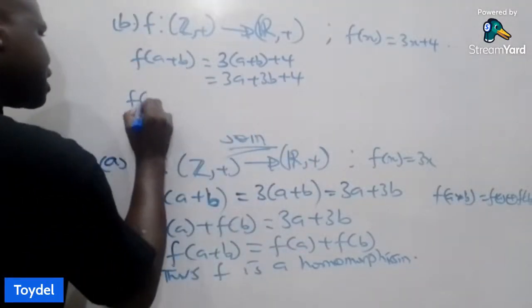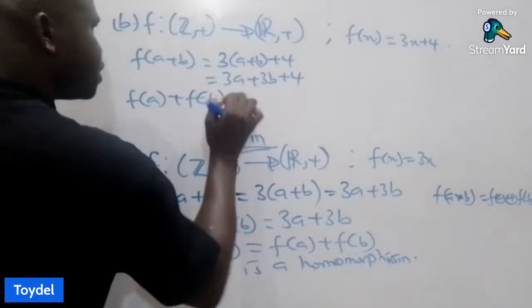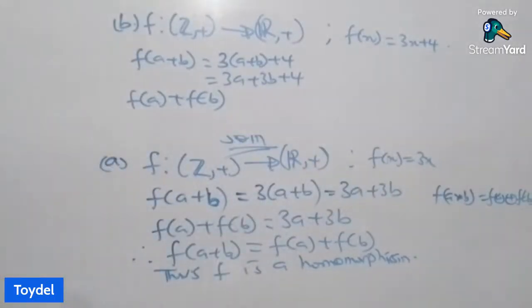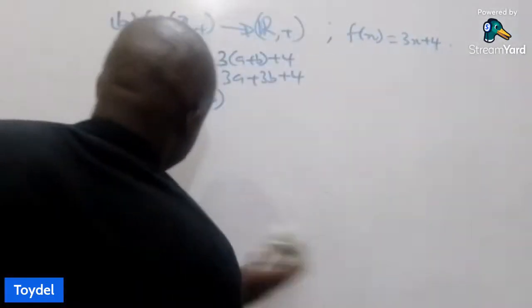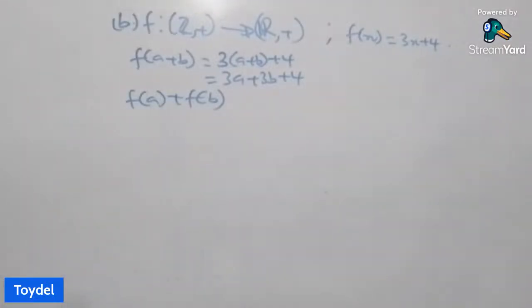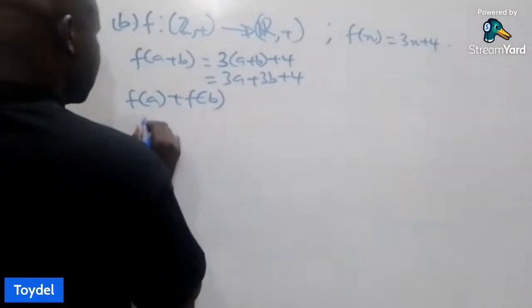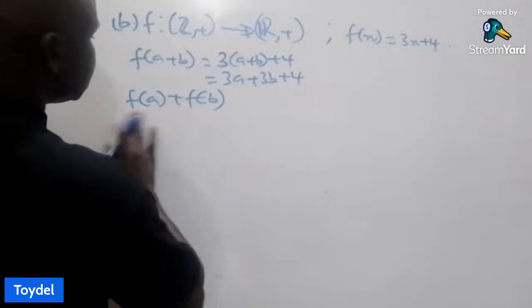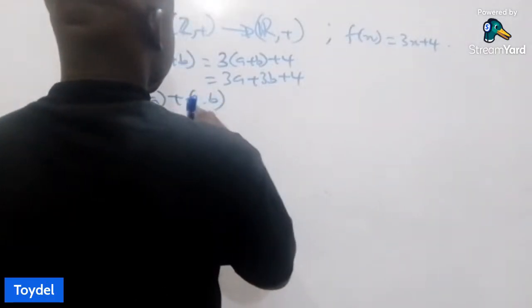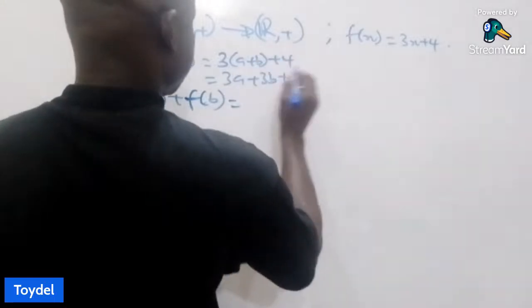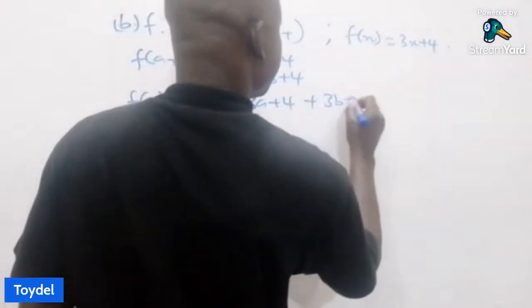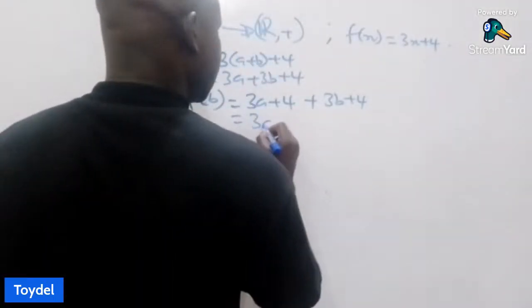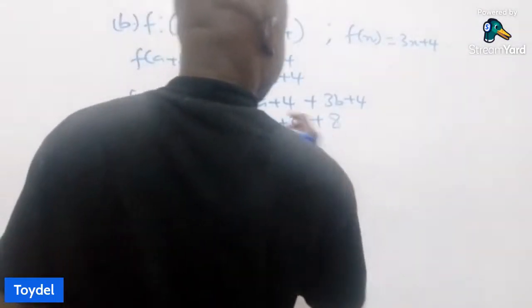Then are we going to get the same thing as saying f of a plus f of b? That is the one we have at the right hand side. So if we are able to show that they are the same, then we say that f is homomorphism. If not, we make our conclusion. Then let's see f of a plus f of b. Here, f of a will be 3a plus 4. Then f of b will be 3b plus 4. At the end of the day, we have 3a plus 3b plus 8. 4 plus 4 is 8.